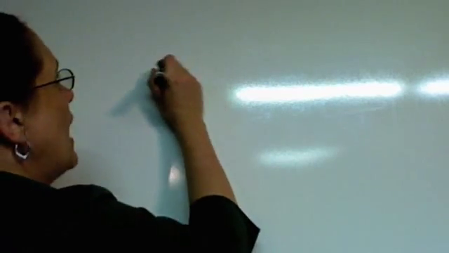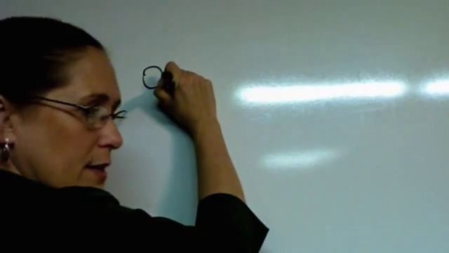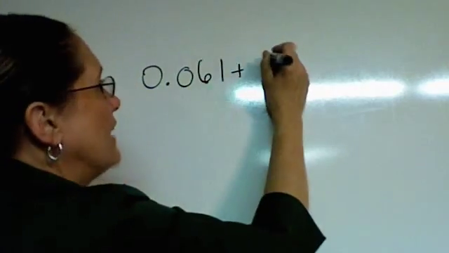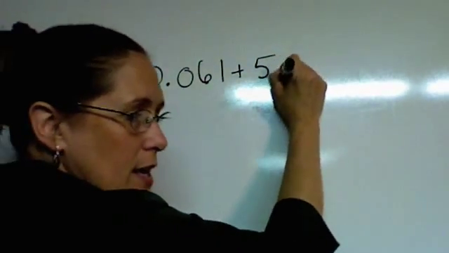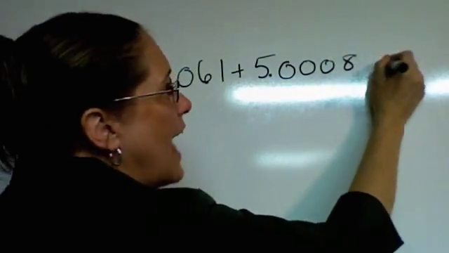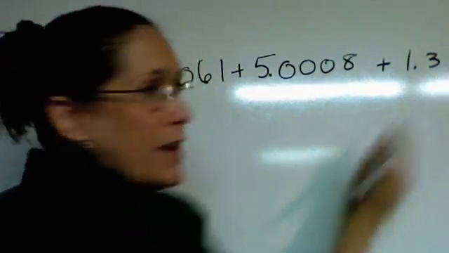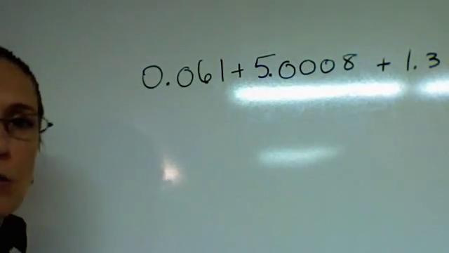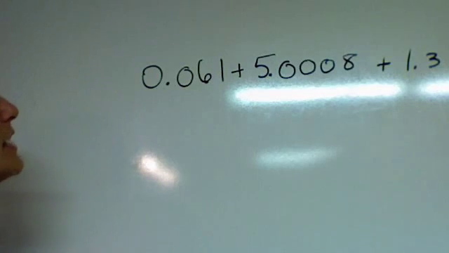So let's look at this one. If you had 0.061 and you wanted to add that to 5.0008, and then you wanted to add that to 1.3. Hope that all got on the board. It did. Okay, we're going to do it in columns. We're going to add it in columns, and we're just going to line up the decimal point.